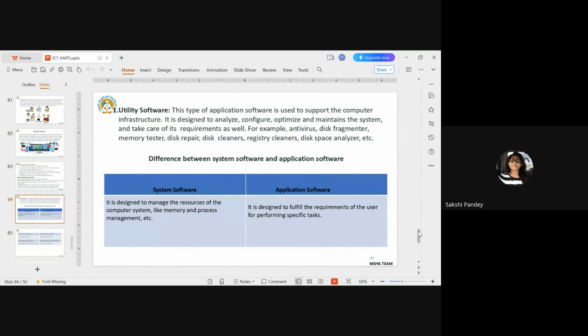Now, system software is designed to manage the resources of the computer system, like memory and process management. So it manages how the data will be stored in the computer and how the processing will happen in the system. Application software is designed only for the requirements of the user, like WhatsApp and YouTube, which are based on the user's requirements for specific tasks.